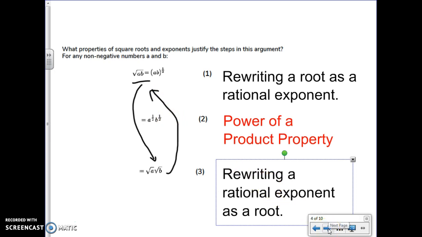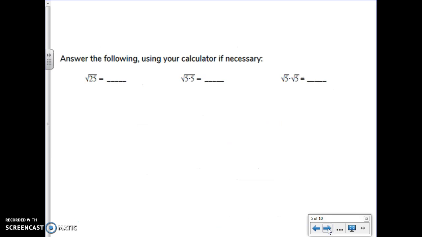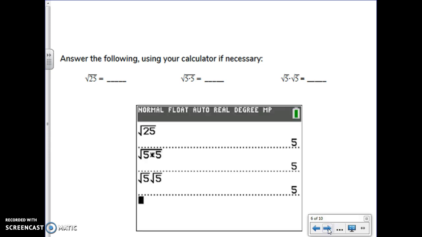So just to give you guys an example, this is at the lower part of page 1. If I look at the square root of 25, the square root of 5 times 5, and the square root of 5 times the square root of 5, what do I get? Well, I get exactly the same thing. The square root of 25 is 5. The square root of 5 times 5 is 5. So the square root of 5 times the square root of 5 is also 5. So using all of this, I can say this is the same thing as that.